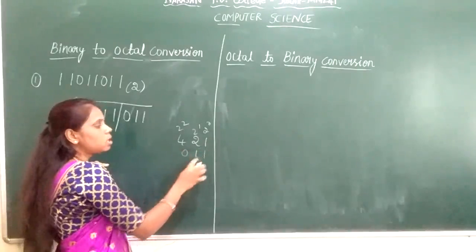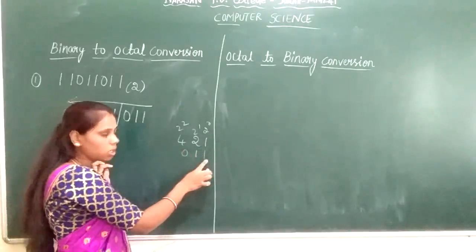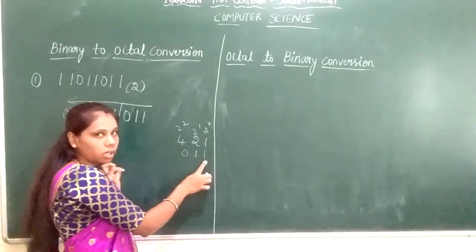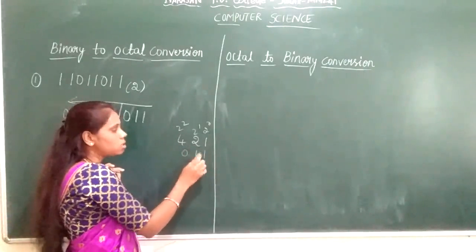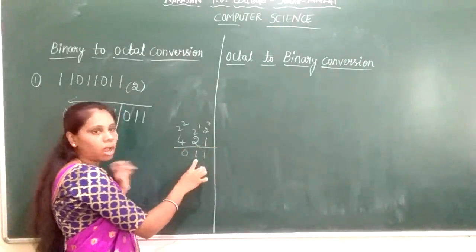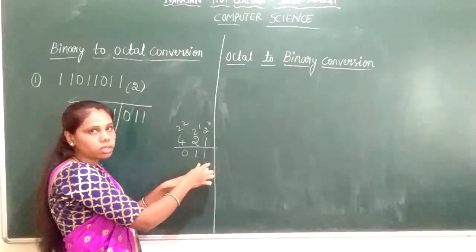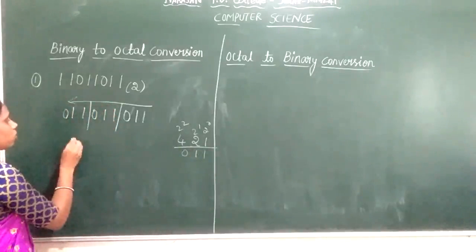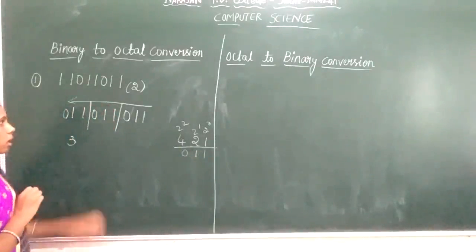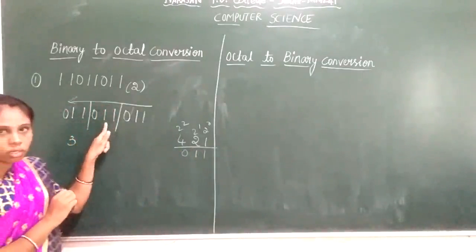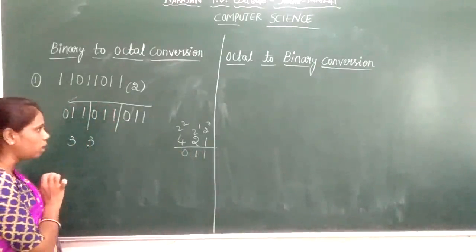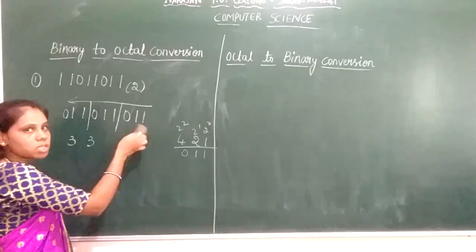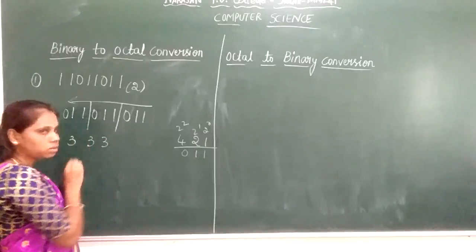Now write what is 0 1 1. So this is the binary digit 0 1 1. The octal equivalent value for 0 1 1 is 2 plus 1 is 3. This is in the position 2 and 1. So 2 plus 1 is 3. Next we have 0 1 1. The octal equivalent value for 011 is again 3. Again we have 011, so I will write 3.